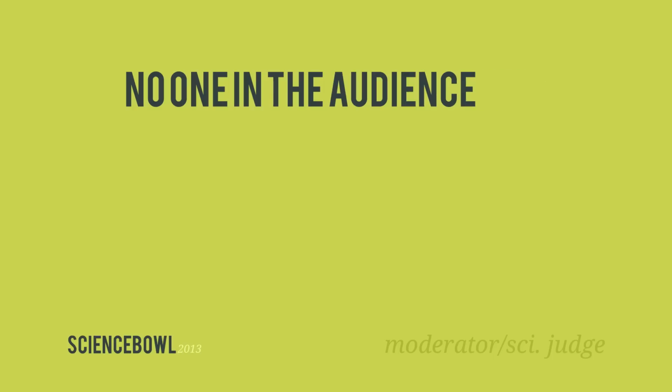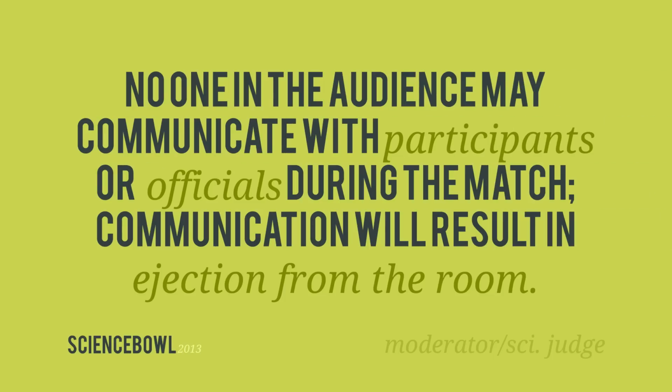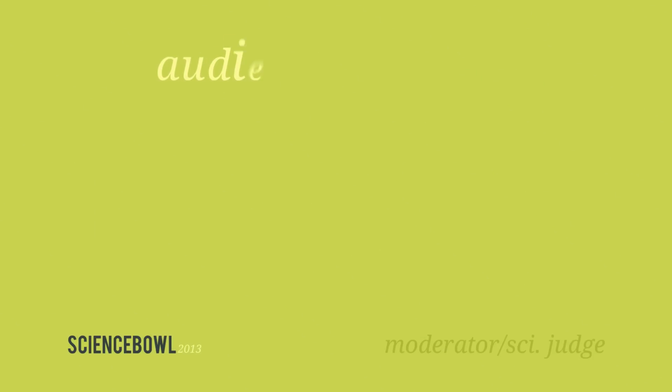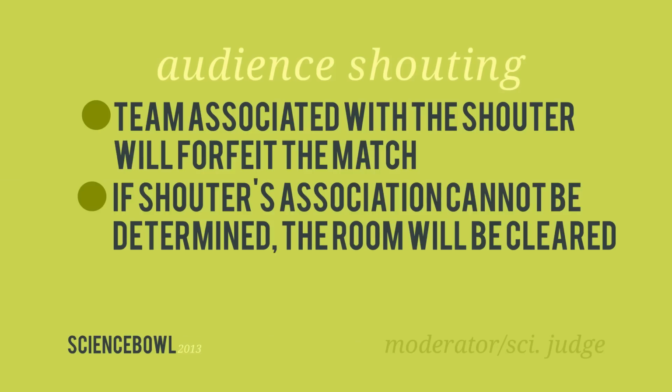No one in the audience may communicate with participants or officials during the match. Communication will result in ejection from the competition room. If someone in the audience shouts out an answer, and the team with which the shouter is associated can be determined, that team will forfeit the match. If the shouter cannot be determined by the officials to be associated with either team, the room will be cleared of everyone other than the officials and the 8 players currently playing.